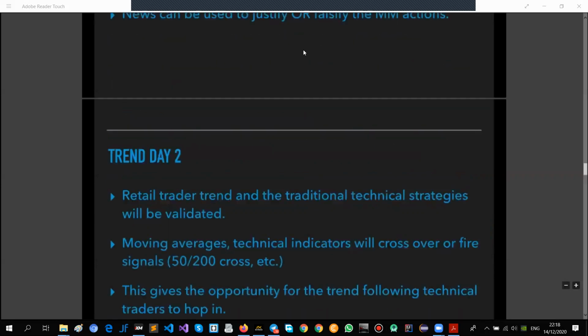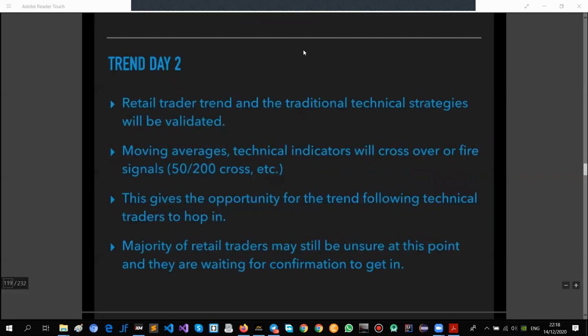The trend day two. This is where usually the retail traders, those who trade indicators and some patterns like the trend lines and all those things, that's when their strategies are validated by the market makers. That's where they sort of give you some money so that they can later take some money from those people who use those traditional technical strategies.